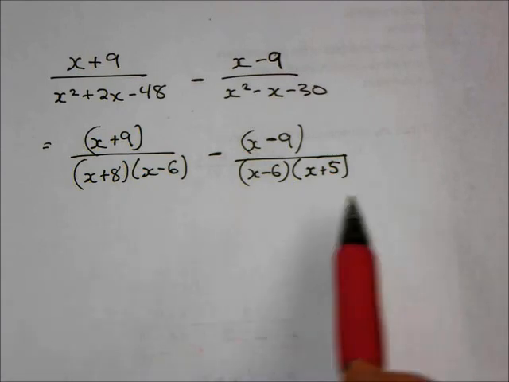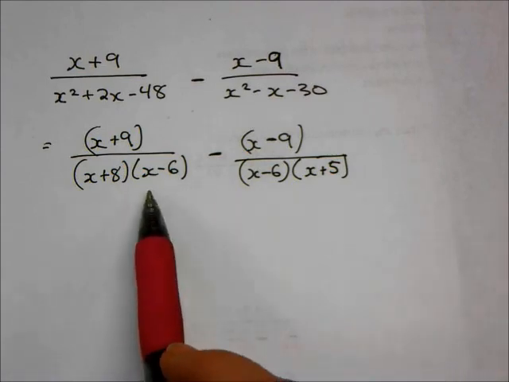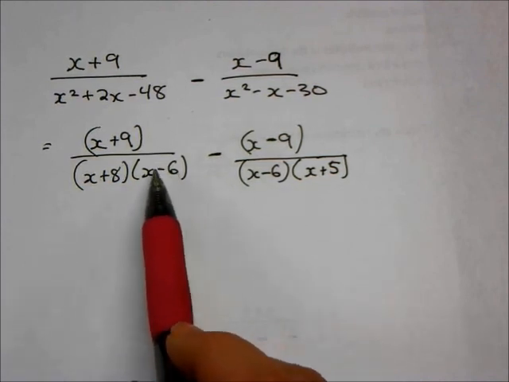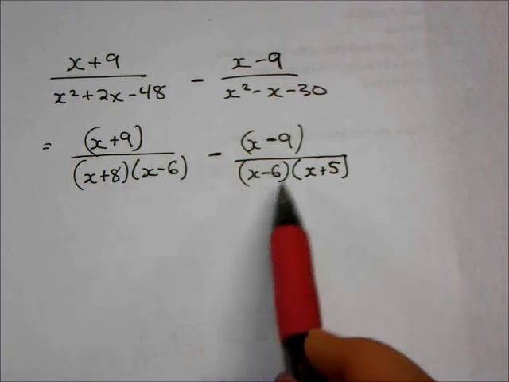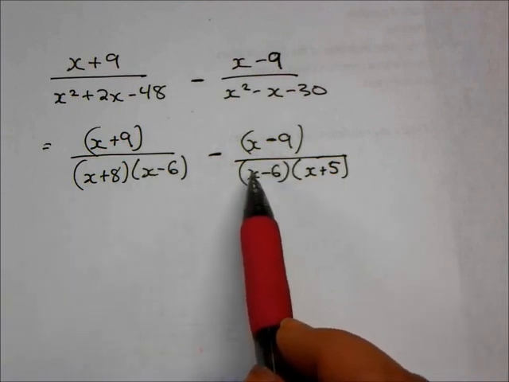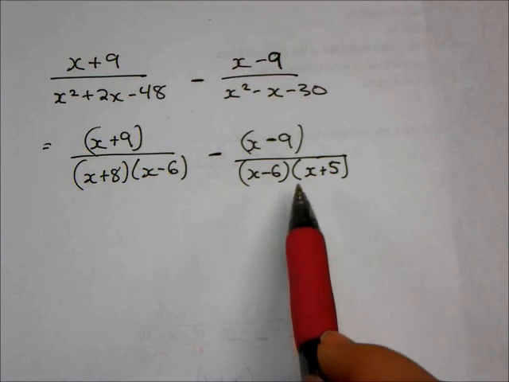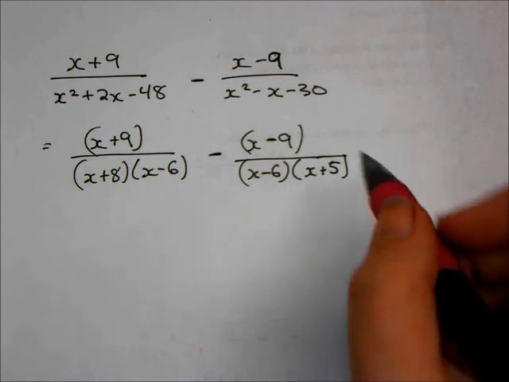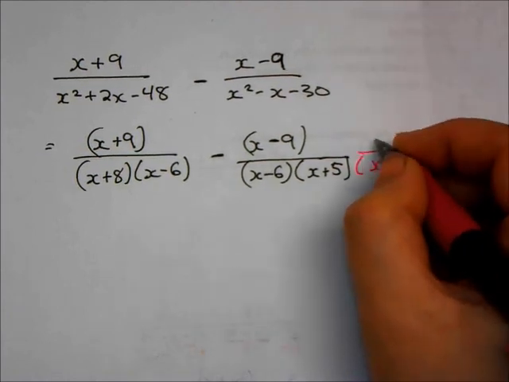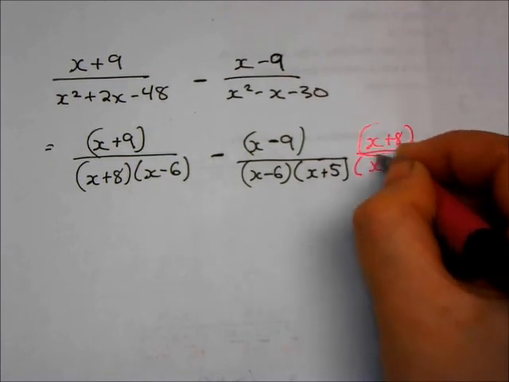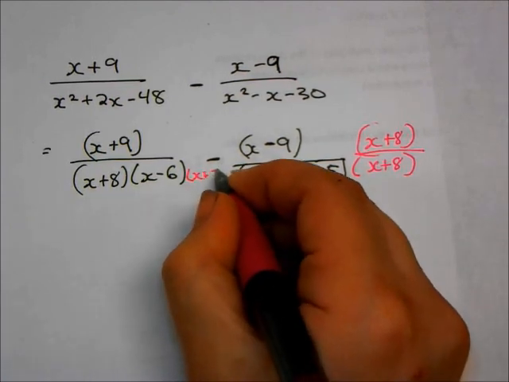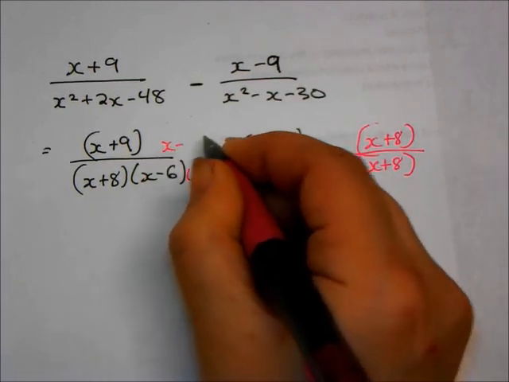Alright, do we have a common denominator? No. Do we have a denominator that has something in common? Yes. Both denominators have x minus 6 as one of the terms. If both denominators have x minus 6, and I need to add, what's missing here? Well, I really need this to have an x plus 8. If I do that to the bottom, I gotta do that to the top. And this one needs an x plus 5. If I do that to the bottom, I gotta do that to the top.